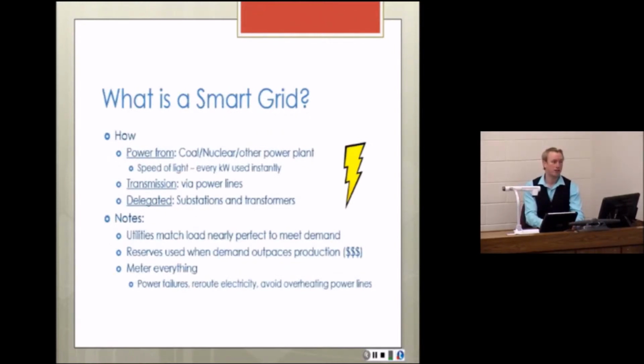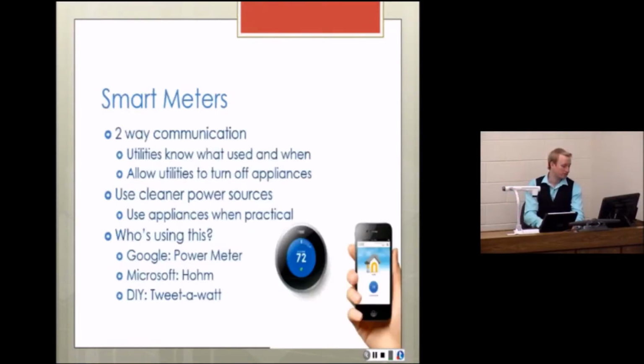And the reason for that is sometimes power lines actually overheat, and some of that overheating will cause a line to fail, so you'll have blackouts in specific areas, like say in your house, or you'll see that power box next to a power pole explode sometimes.